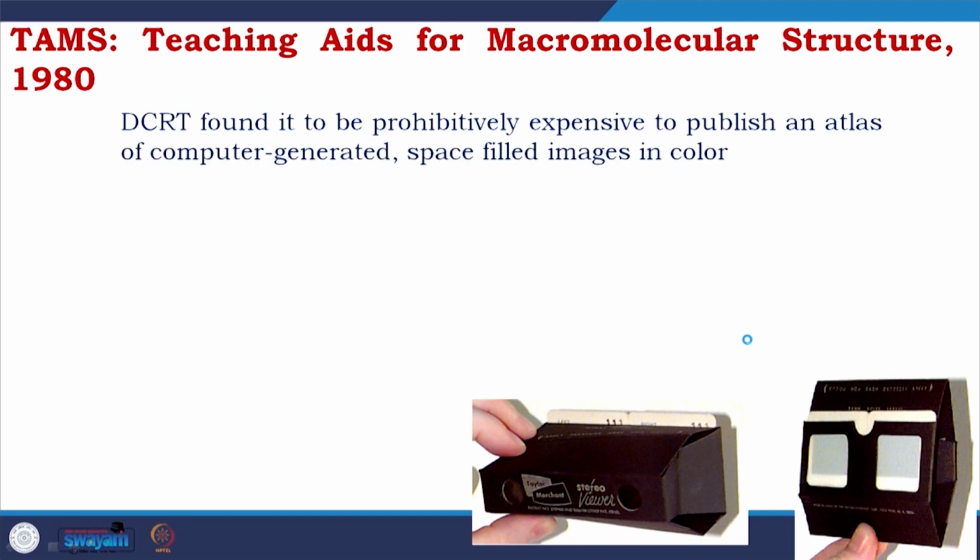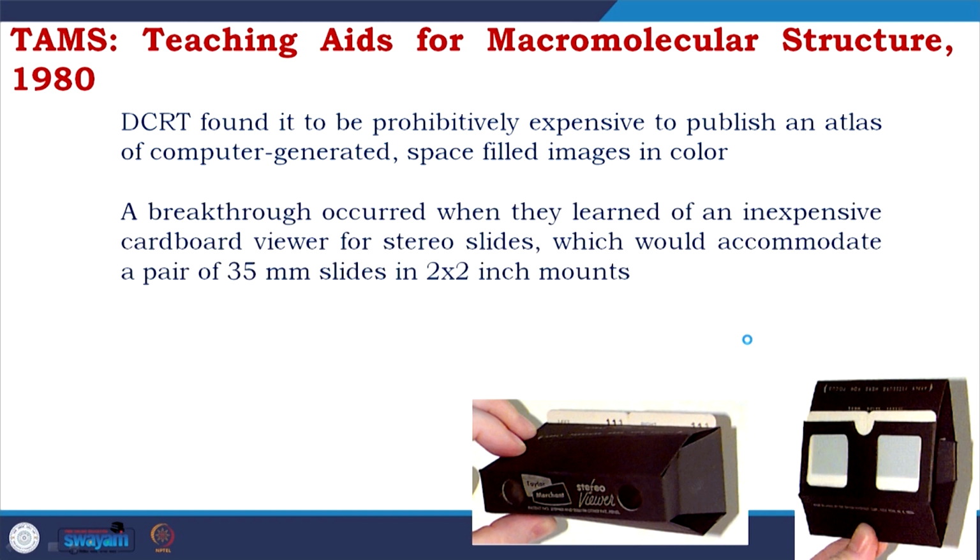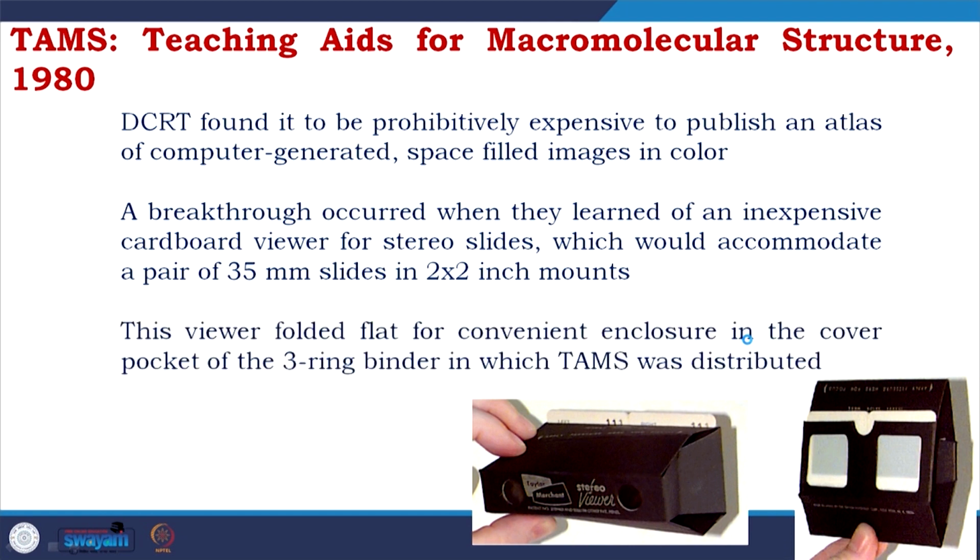DCRT found it to be prohibitively expensive to publish an atlas of computer-generated space-filling images in color. A breakthrough occurred when they learned of an inexpensive cardboard viewer for stereo slides. You could see here the stereo slides, and you could get the stereo-specific view, which would accommodate a pair of 35 millimeter slides in 2 by 2 inch mounts. This viewer folded flat for convenient enclosure in the cover pocket of a 3-ring binder in which TAMS was distributed.